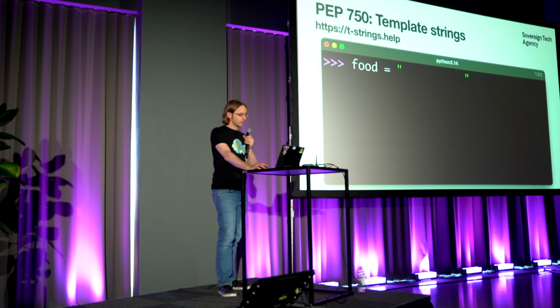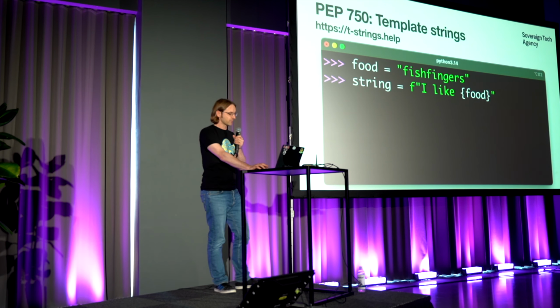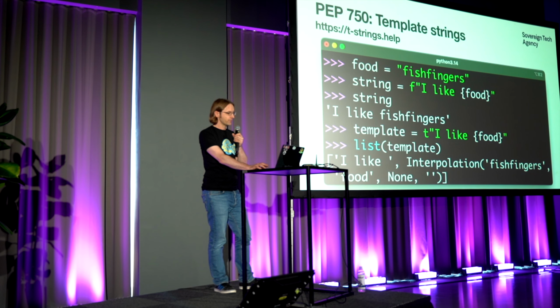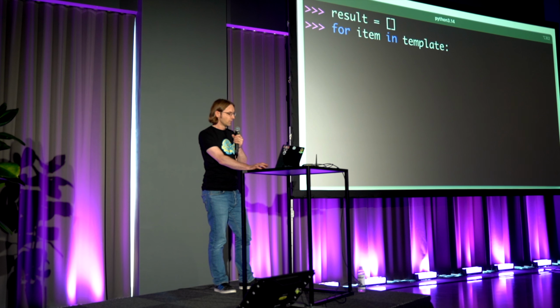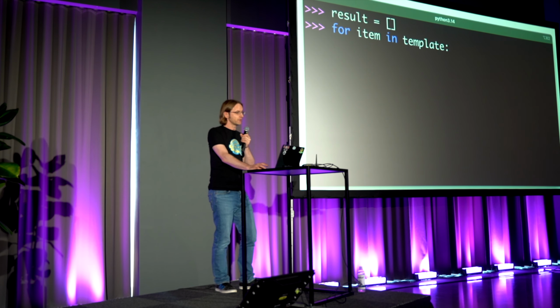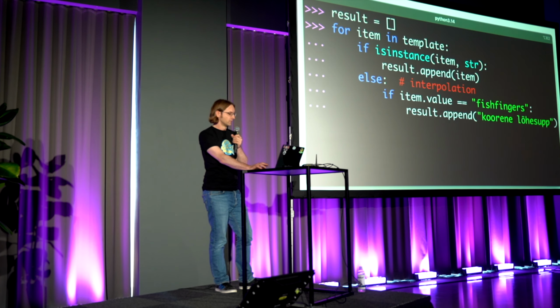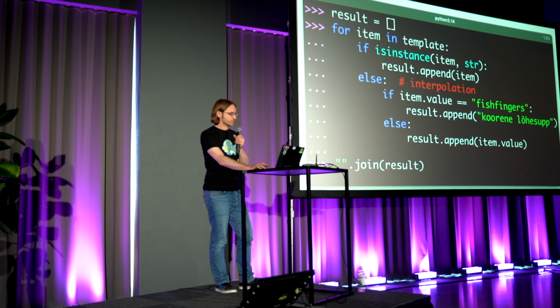Here's another example. Let's say the user gives us some evil input. With an F-string, we just get a string. Well, that's no good. With a T-string, we get the input parts. We can then sanitize this by iterating over the input part. If we get a static part, we keep it. Otherwise, for dynamic parts, we can check if it's evil and fix it. And then we keep the rest. And then this gives us sanitized input.